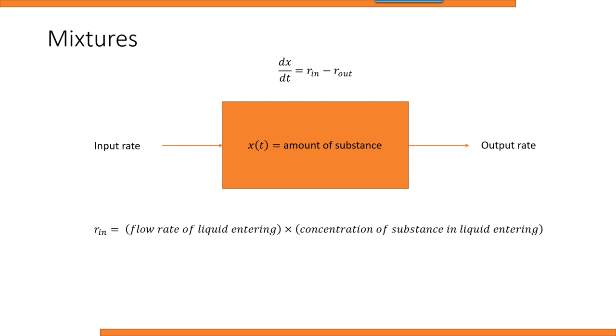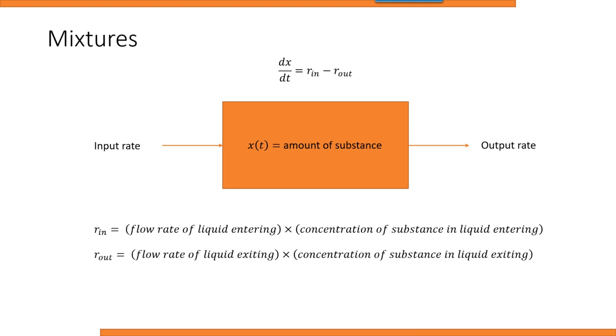So we would need the flow rate of the liquid entering times the concentration of the substance. So maybe it's like a salt water substance. So the concentration of salt in the water would be that concentration of substance in liquid that's entering the container. And R out would be the same. So the flow rate of the liquid exiting times the concentration of that liquid.